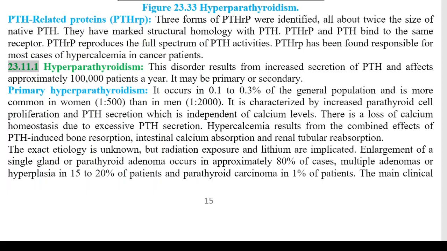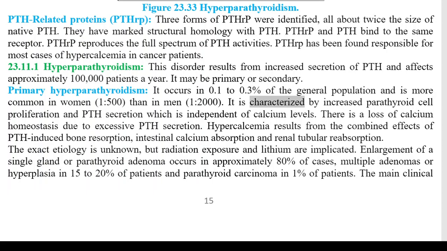2.3.11.1 Hyperparathyroidism. This disorder results from increased secretion of PTH and affects approximately 100,000 patients a year. It may be primary or secondary. Primary hyperparathyroidism occurs in 0.1 to 0.3% of the general population and is more common in women, 1:500, than in men, 1:2000.